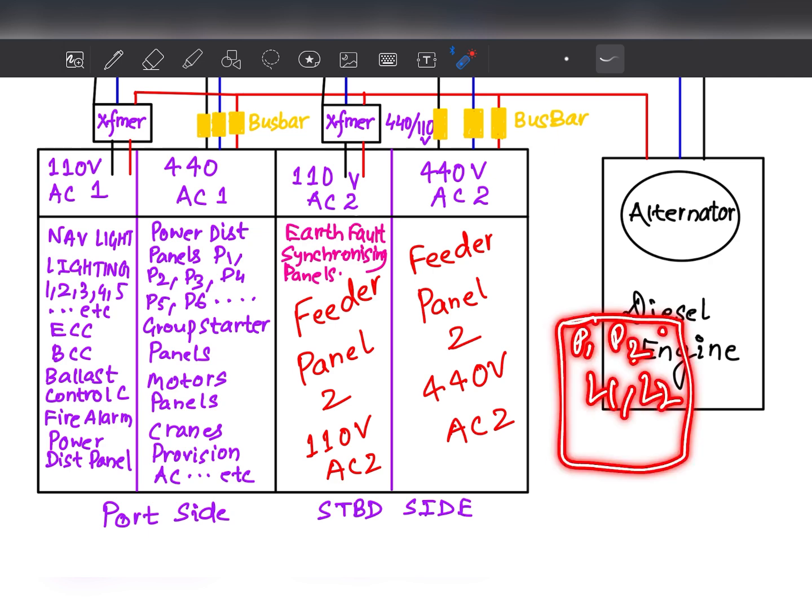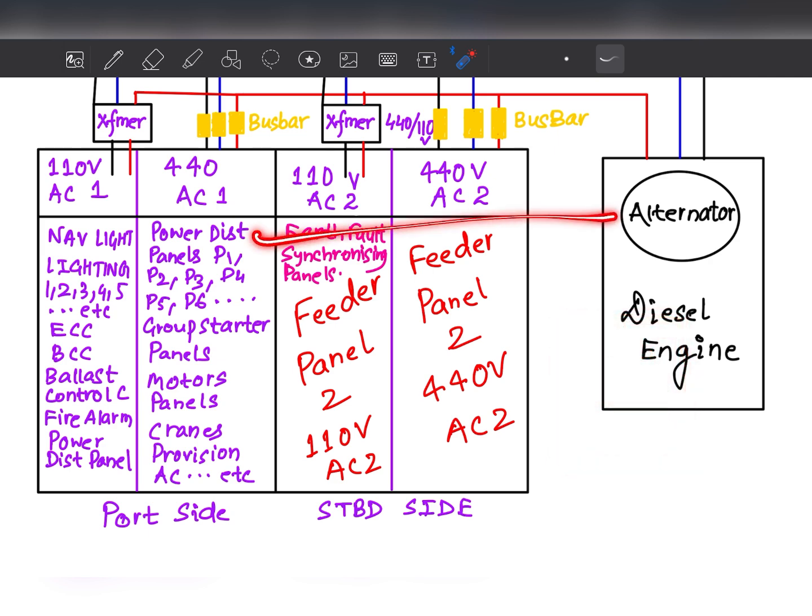So how are they getting power? They are getting power from the feeder panel. These are the small panels which get power from the feeder panel. So the feeder panel is providing power to the small panels, and also to the group starter panels. The feeder panel feeds power from the bus bar. Power comes to the feeder panel and is distributed to the small panels and the group starter panels. So now you can understand it very well.